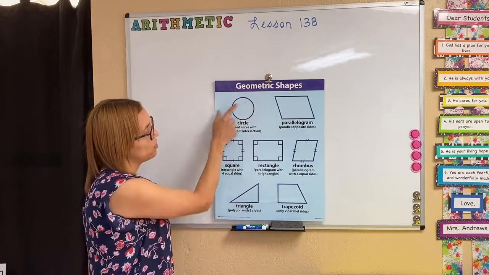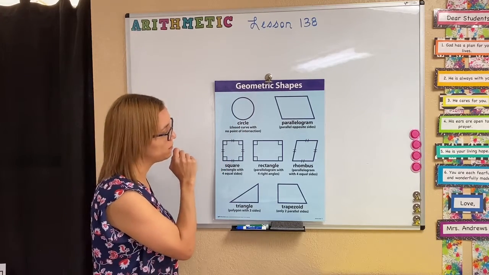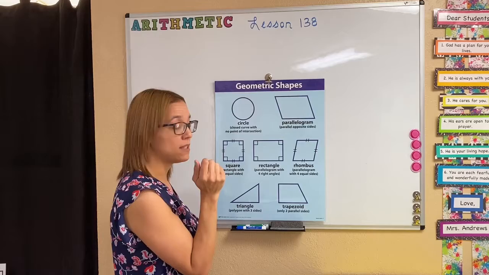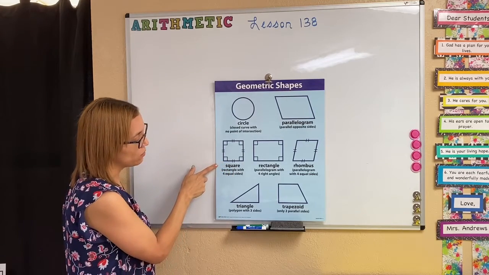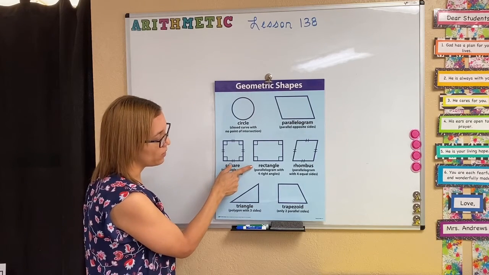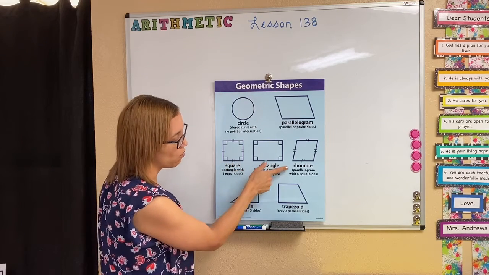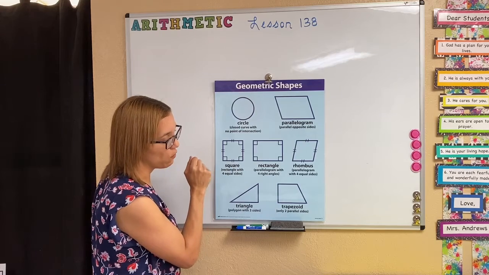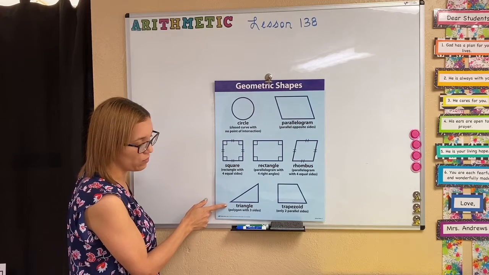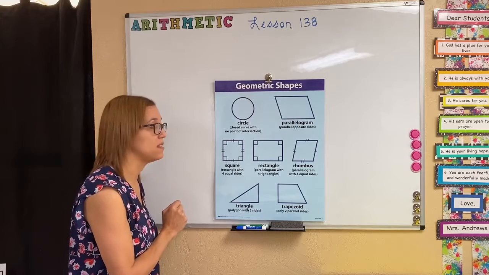We have a circle, which is a closed curve with no point intersection. We have a parallelogram, it's parallel on the opposite sides. We have a square, it's a rectangle with 4 equal sides. We have a rectangle, a parallelogram with 4 right angles. Rhombus, a parallelogram with 4 equal sides. Triangle, a polygon with 3 sides. And a trapezoid, only 2 parallel sides.